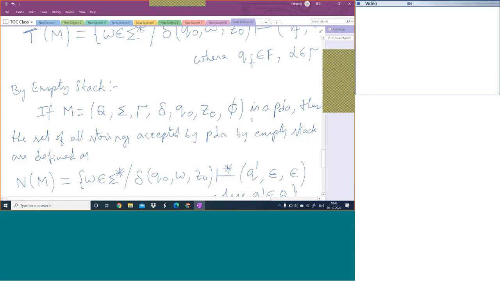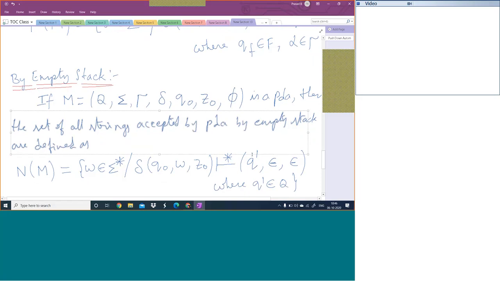If M equal to so on is a PDA, then the set of all strings accepted by the PDA by empty stack is defined as. Copy this one.